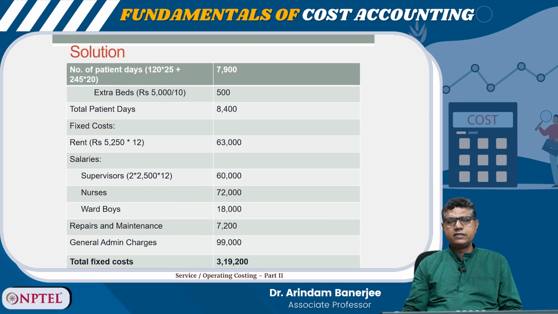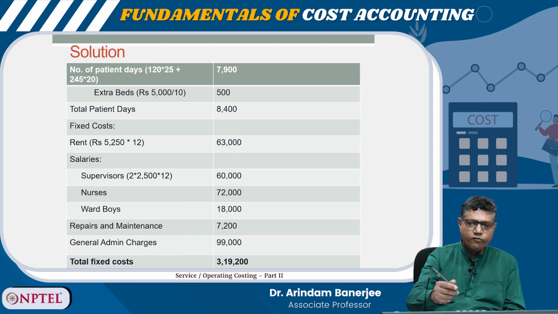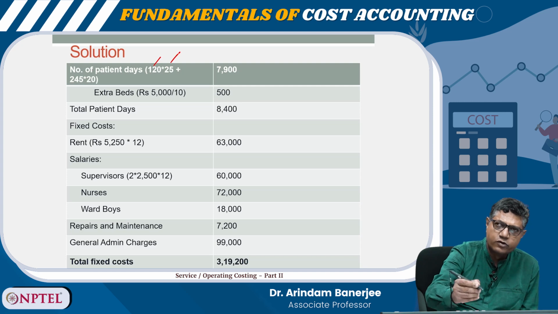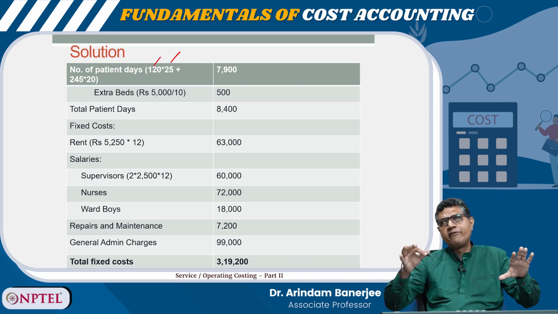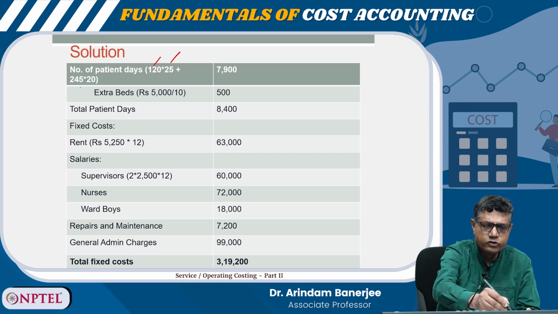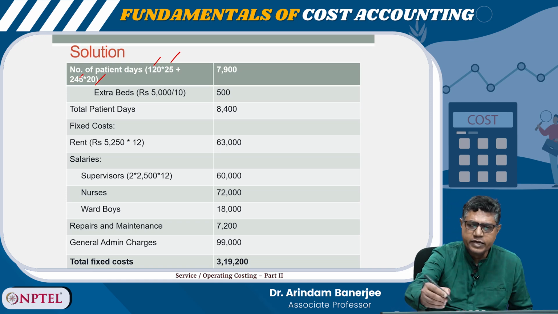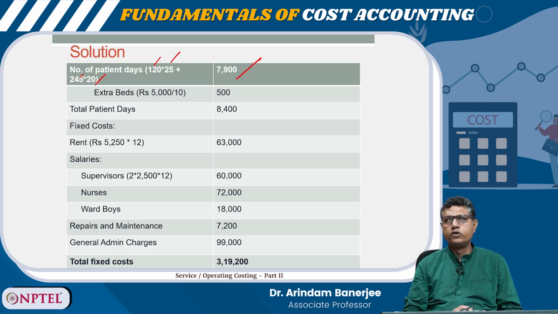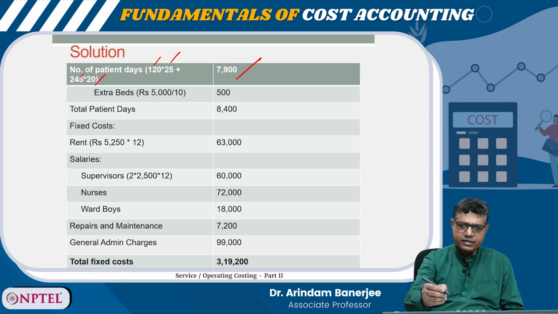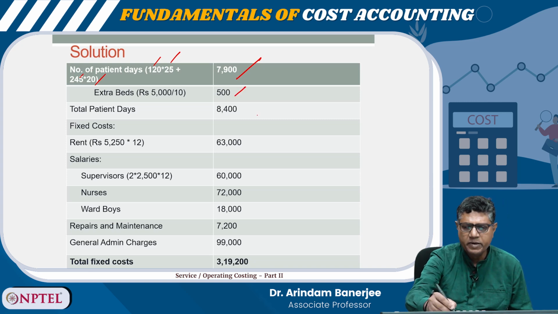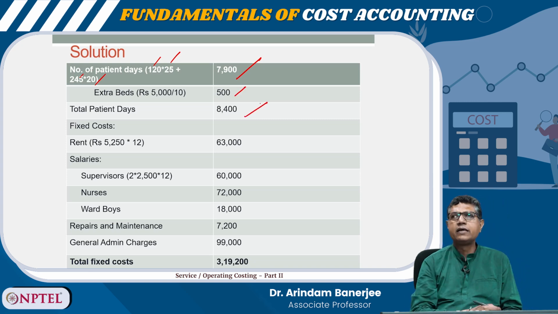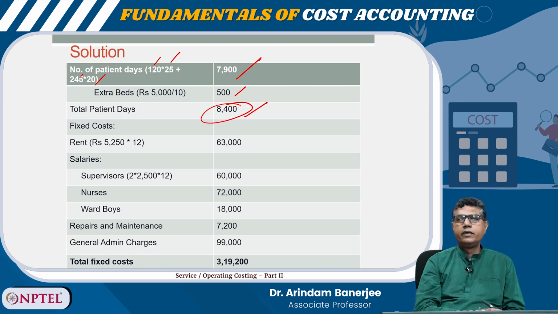Number of patient days: 120 into 25. So in 120 days, all 25 beds remain occupied, and in the rest of the 245 days, the average occupancy is 20, right. So the total is 7,900, that is the number of patient days. Extra beds: how much? 5,000 divided by 10, that is 500. Total patient days if you add, it comes to 8,400.